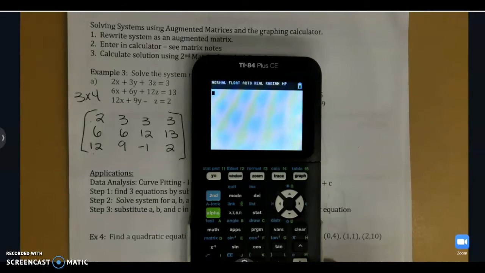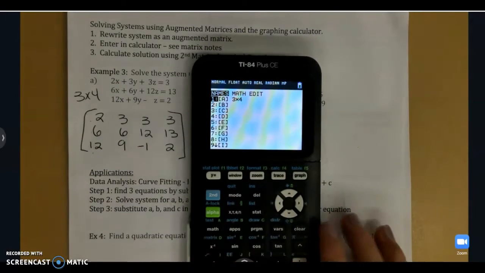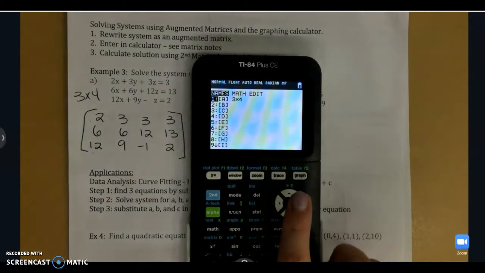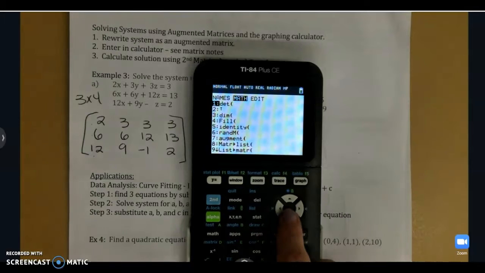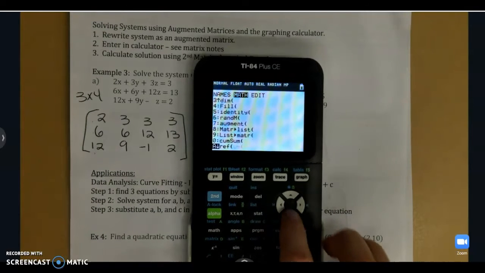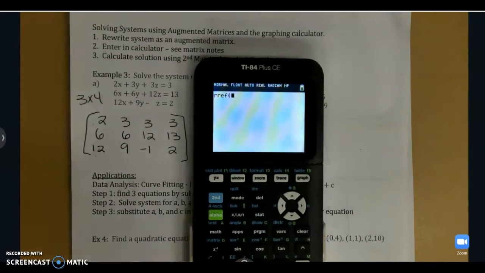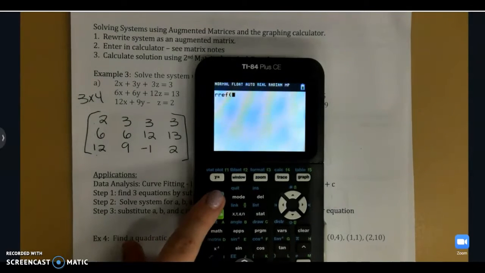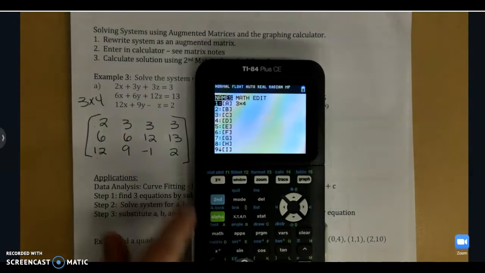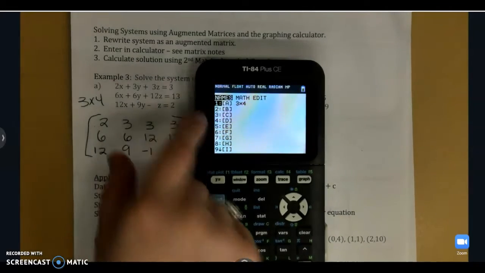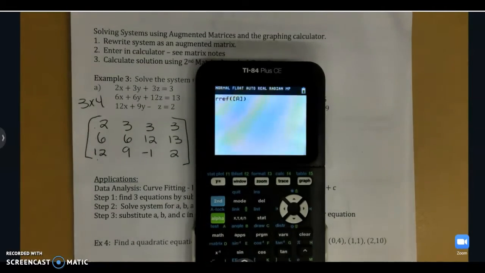So we exit out, and we're going to go back to that matrix menu, and this time we're going to scroll to the right to the math menu. And scroll down to that letter B where it says RREF, and hit enter. Then we need to tell it what matrix we want it to solve. So go back to your matrix menu, and when it says names, we're going to enter matrix A.